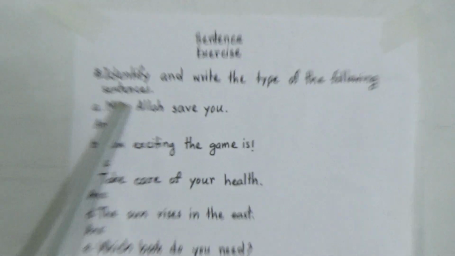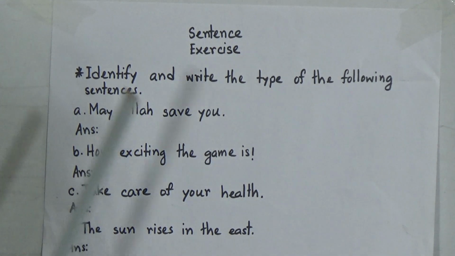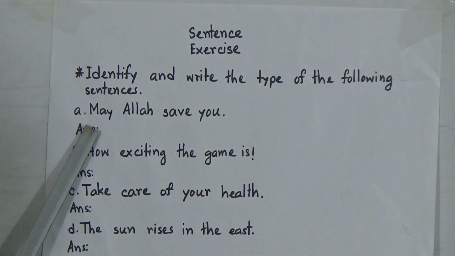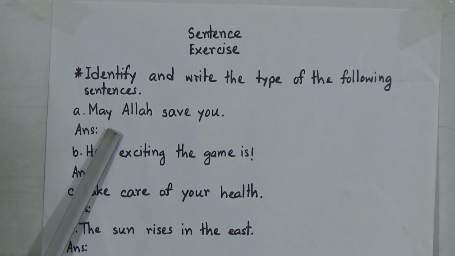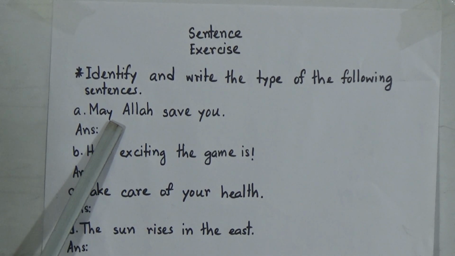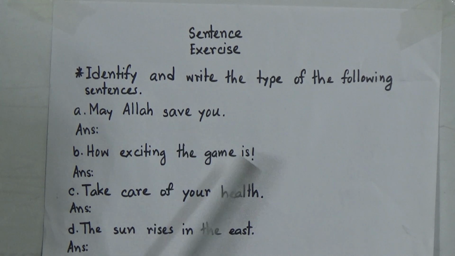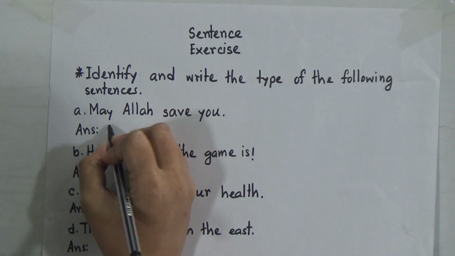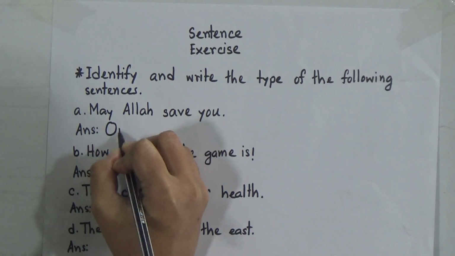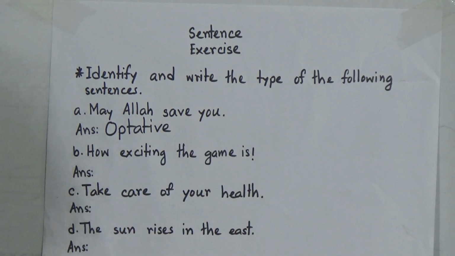Now look, identify and write the type of the following sentences. The first one, may Allah save you. In this sentence there is a wish, right? That means you are making a wish for someone. May Allah save you. That means the sentence will be optative, right? I know all of you know about it. So it will be optative.